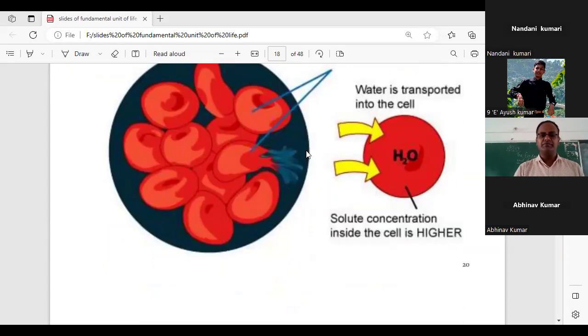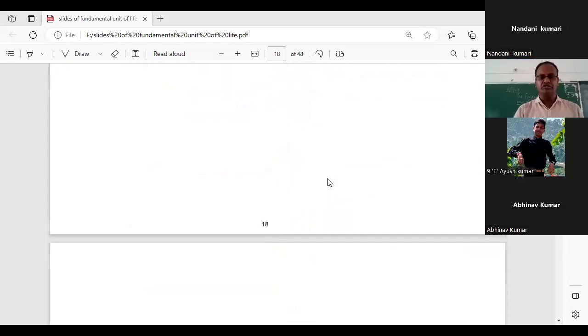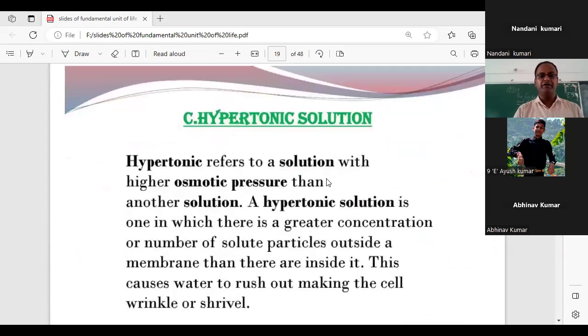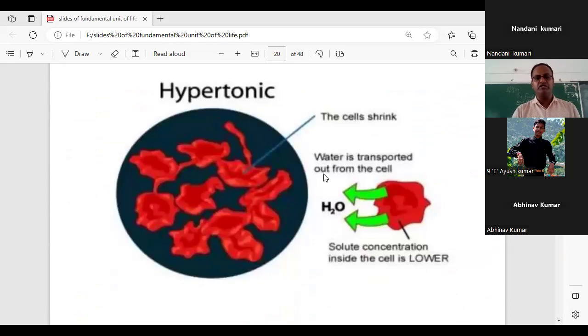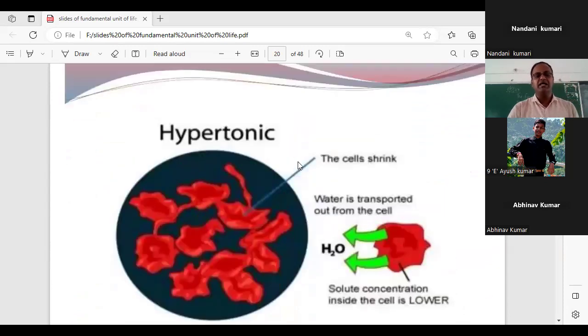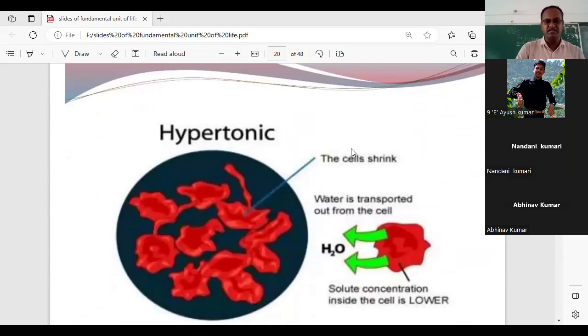Now, students, we will go to the next type of solution, that is hypertonic. In case of hypertonic, it is opposite to hypotonic. The medium surrounding the cell has lower water concentration than the cell, and as a result, the water from the cell will go into the surrounding medium. So in this case, the cell will shrink. This type of solution is called a hypertonic solution. And now, Abhinav, unmute yourself.